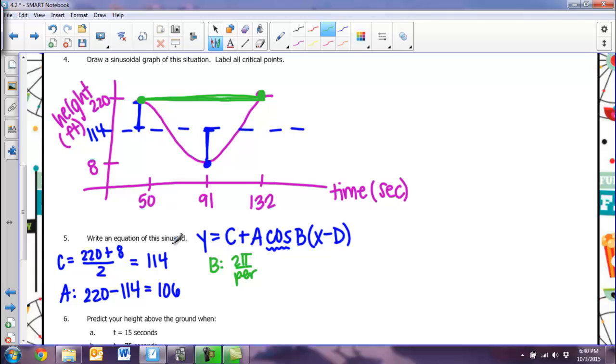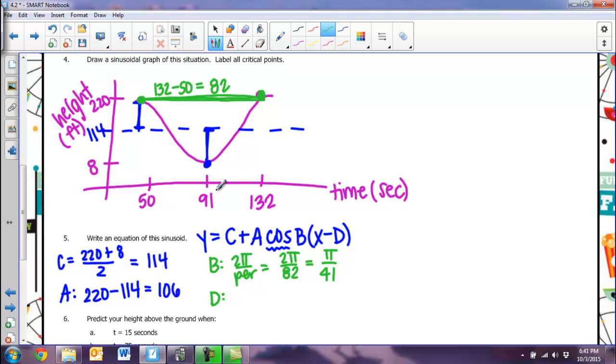So I could just go ahead and figure out how far away that is. If I took 132 minus 50, that would get me the 82 seconds that it took for me to go from top to top. Okay, and so then my period is 82, so I would take 2 pi over 82 and simplify that down if I can. So pi over 41. Okay, so again, you're just trying to find what that is. And also, if you notice, that was in our question. It told me it was supposed to take 82 seconds to get a full cycle of my graph. So we kind of had that in there.